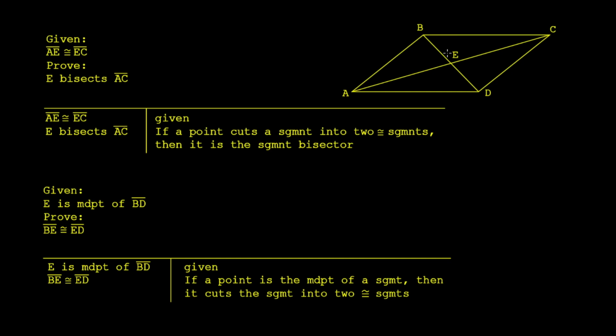Now let's go to here. E is the midpoint of BD. Well, then BE is congruent to ED. I'll put 2 tick marks here. It doesn't really matter, 1 or 2, 3. You can pretty much put any marker you want, just to give you an idea. So BE is congruent to ED. If a point is the midpoint of a segment, then it cuts the segment into 2 congruent segments.